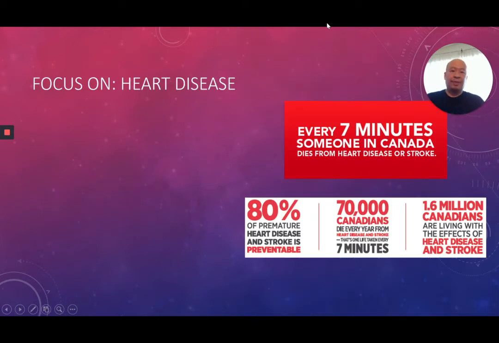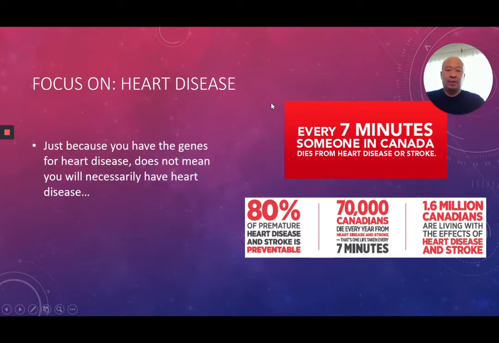So here are some Canadian stats. Every 7 minutes, someone in Canada dies from heart disease or stroke. A lot of the time, heart disease is preventable, but again, it depends on how you're living your life. So it's not just the genes that matter, it's also your lifestyle. And we'll talk a little bit about how your lifestyle can impact whether you're in the low risk, medium risk, or high risk category of developing heart disease.